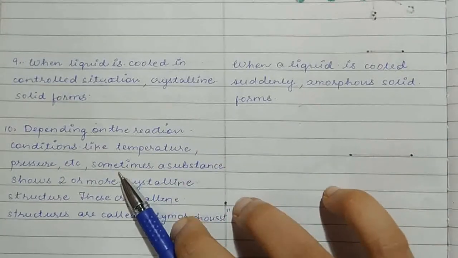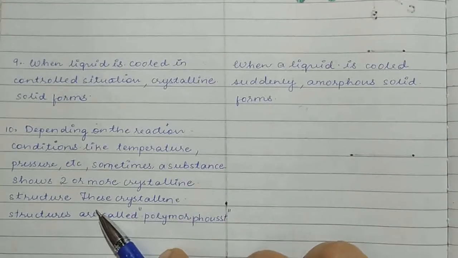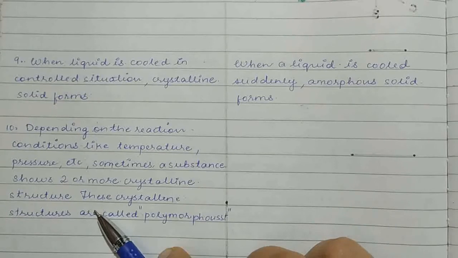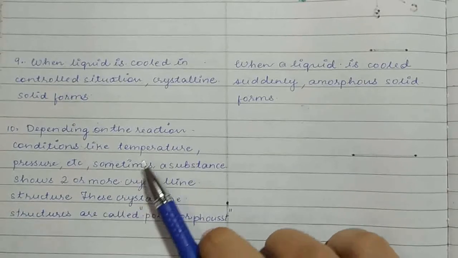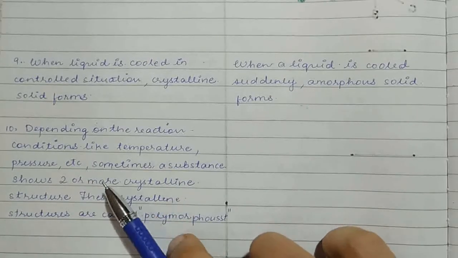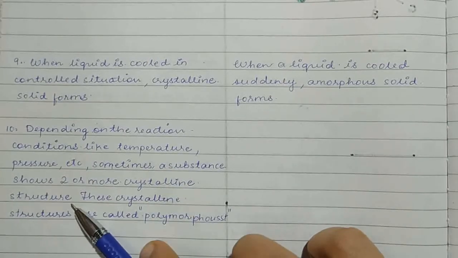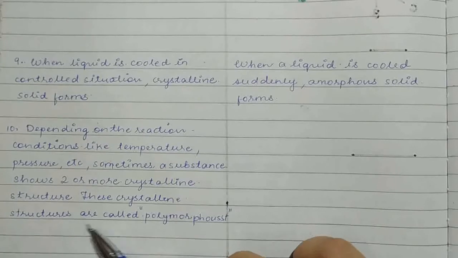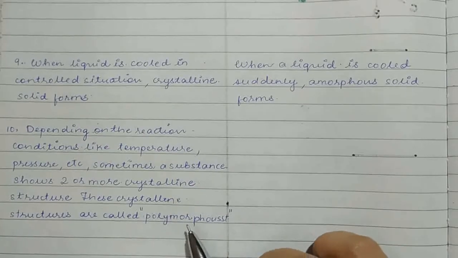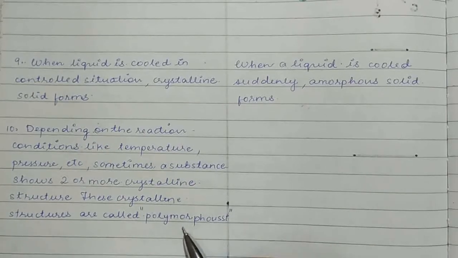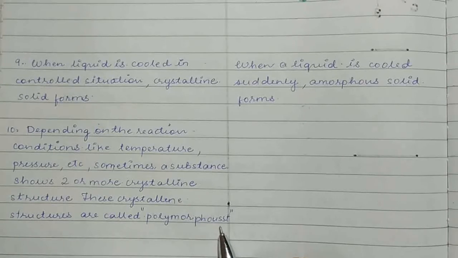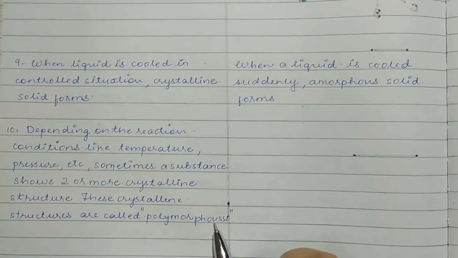The next point of difference is, depending on the reaction conditions like temperature, pressure, etc., sometimes a substance shows two or more crystalline structures. These crystalline structures are called polymorphs. This phenomenon is also called polymorphism.